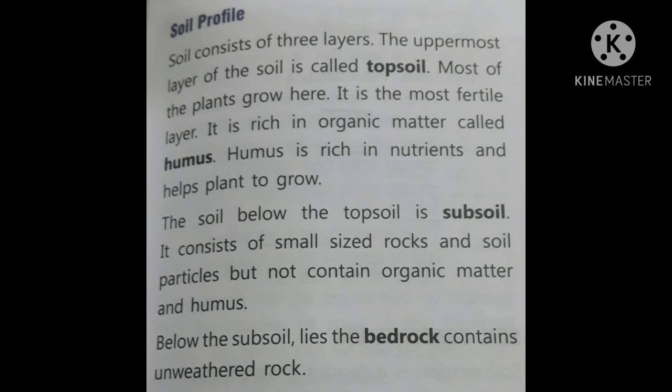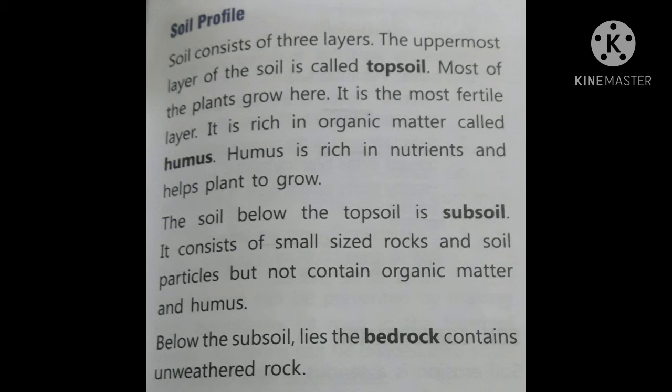Children, humus is formed by the decomposition of dead plants and animals. Humus is rich in nutrients. It contains almost all the nutrients and it makes the soil fertile. It helps plants to grow.